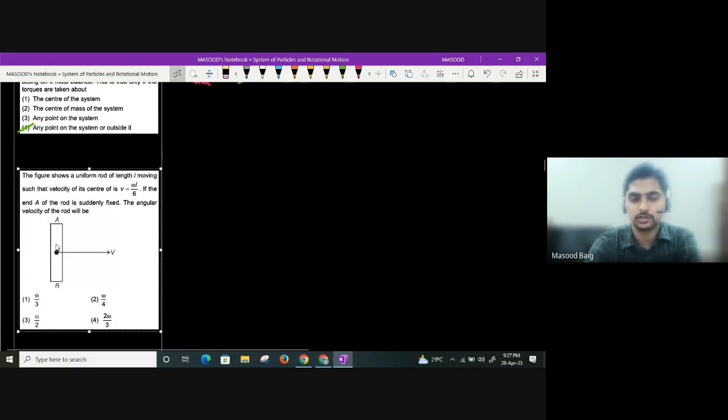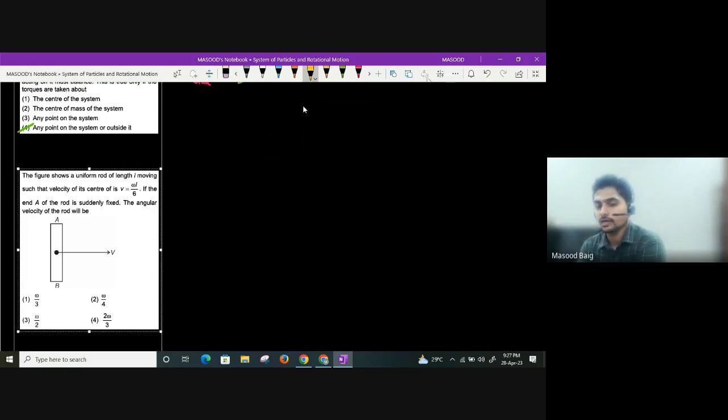Tomorrow, whatever questions are there, we will try to complete all those questions. And tomorrow you can also write the test on motion in a straight line, motion in a plane, and laws of motion from yesterday. The validity of the test has been increased, right? It has been extended till 8 o'clock in the morning tomorrow, guys.